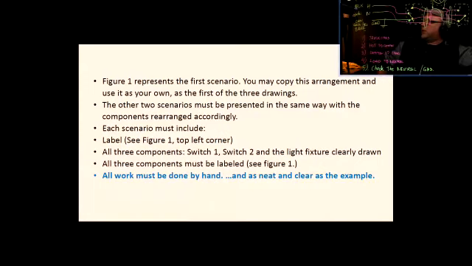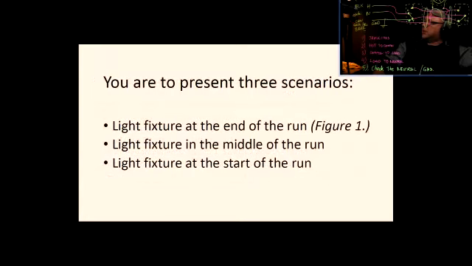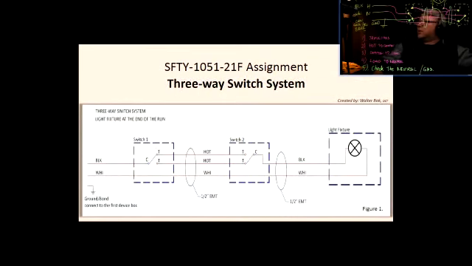Each scenario must include a label, see figure 1, top left corner. All 3 components, switch 1, switch 2, and LED fixture clearly drawn, and all components must be labeled, see figure 1. Let's go back to that figure 1 here. So here is the top of the A4 page, or the letter, just a regular page, 8 by 10. So here's the label. Make it nice and neat.